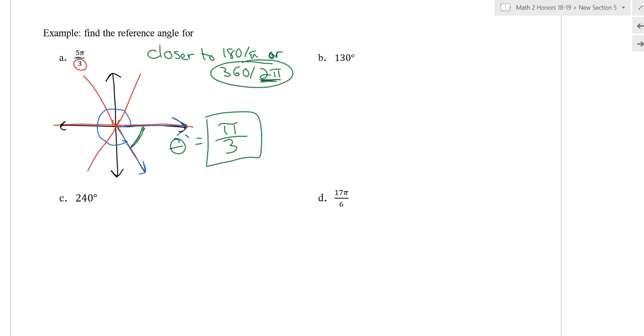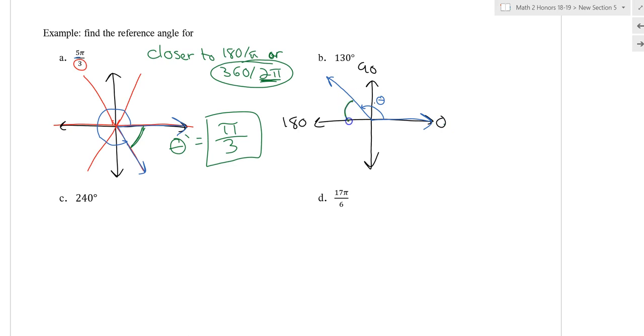All right, looking at B. We have 130 degrees. Sorry about all the bells. Right, so it's going to be between 90 and 180.